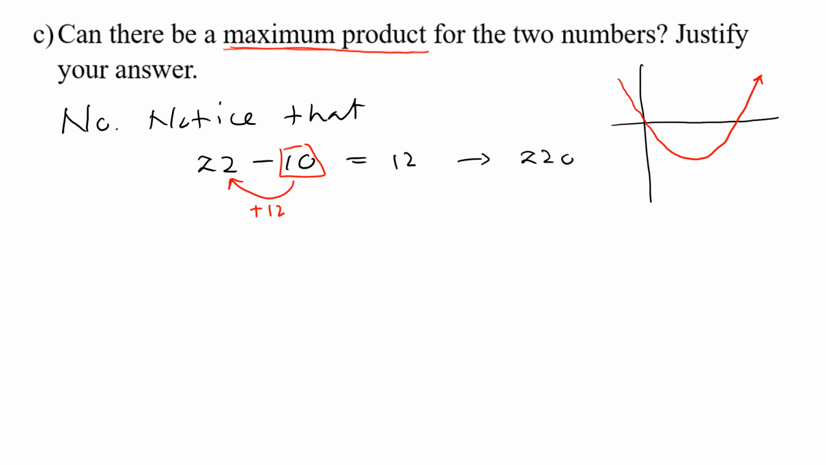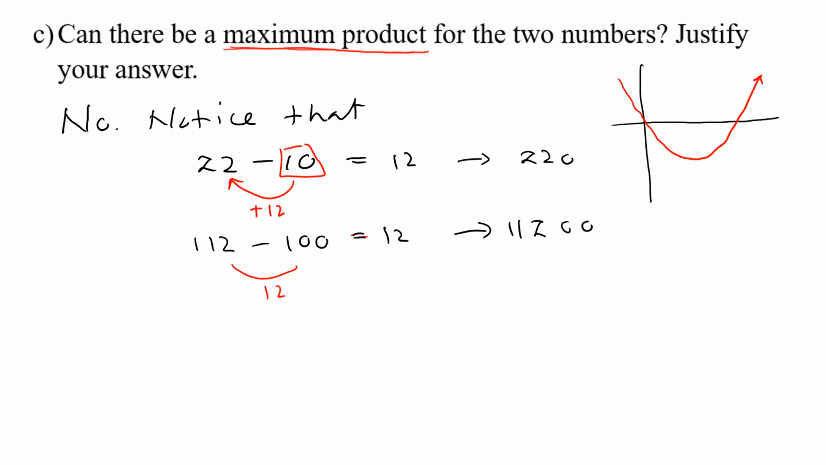Now do the same thing. Let's pick 100, and then add 12, so it is 112. Again the difference of these two numbers is 12, and now the new product is 11,200. So you can see this number can be infinitely large.